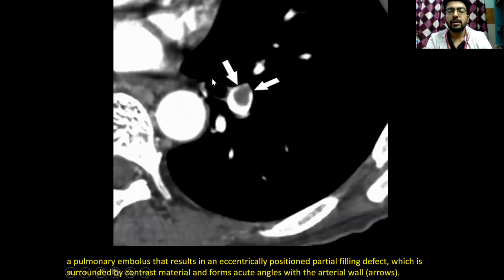This is a pulmonary embolus that results in an eccentrically positioned partial filling defect, which is surrounded by contrast medium, and forms an acute angle with the arterial wall.